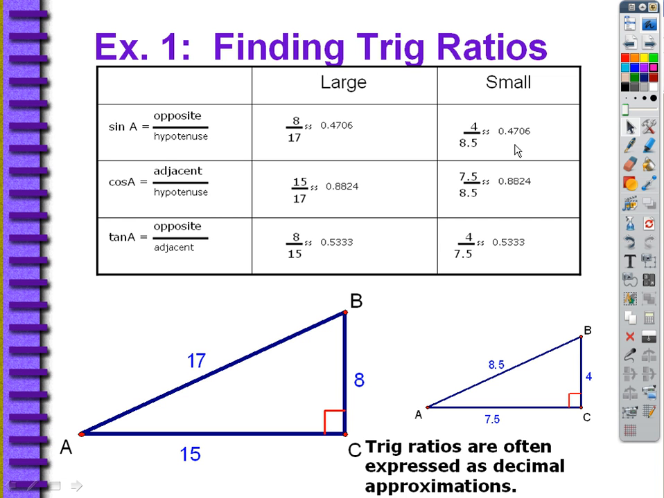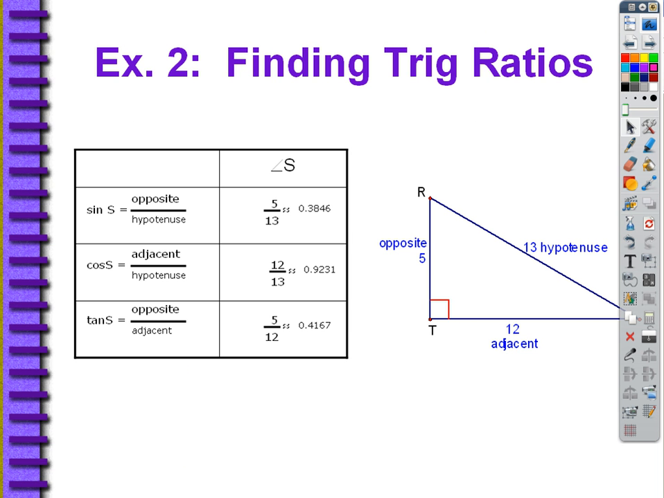Same thing for cosine. In the big triangle, cosine of A would be adjacent over hypotenuse, 15/17, which as a decimal is the same thing as 7.5 over 8.5, right? Get the idea? So the moral of the story is that the trig ratios only depend on the angles. They don't depend on the size of the triangles at all. It doesn't matter if the triangle is big or small. If they're similar triangles, the trig ratios will always be the same.